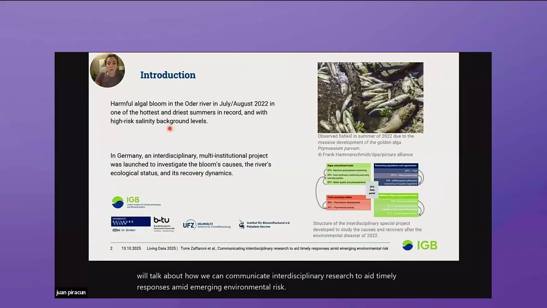In the summer of 2022, the Oder River, which flows through Poland and into Germany, faced a highly severe ecological crisis due to a massive plume of brackish water algae that led to widespread fish mortality along over 90% of the river extent. This particular event took place in one of the hottest and driest summers on record in the region.